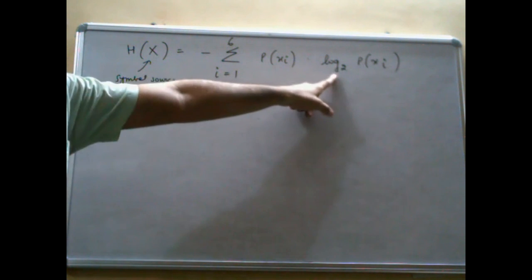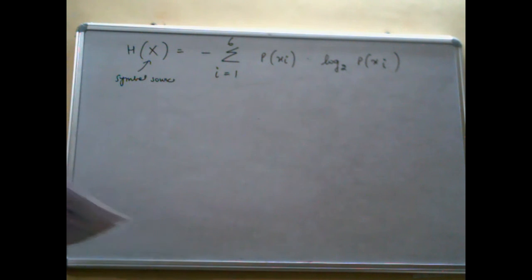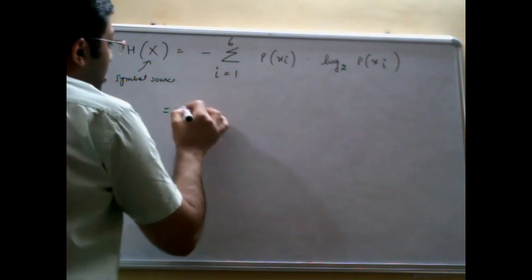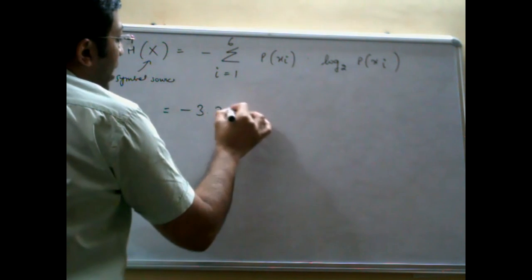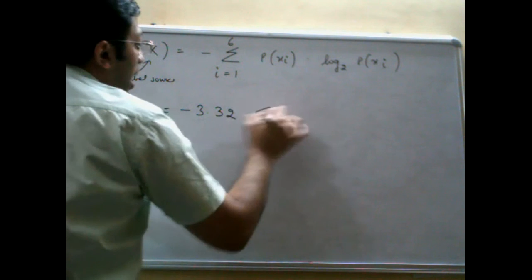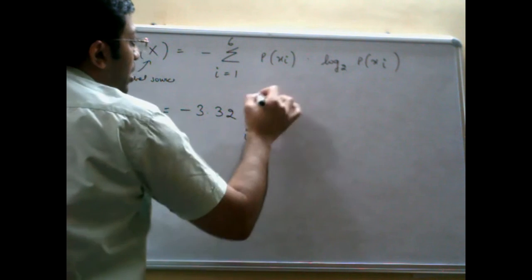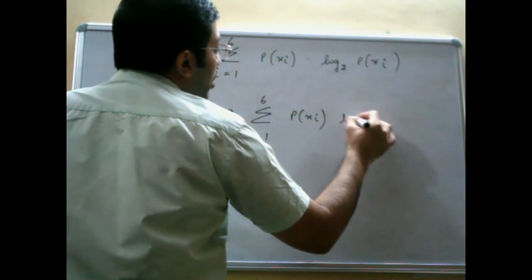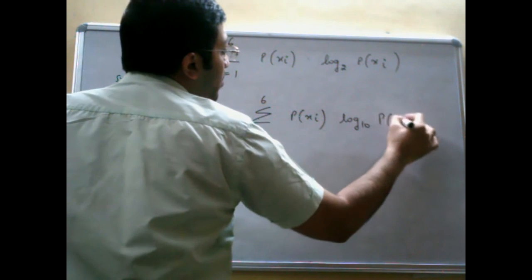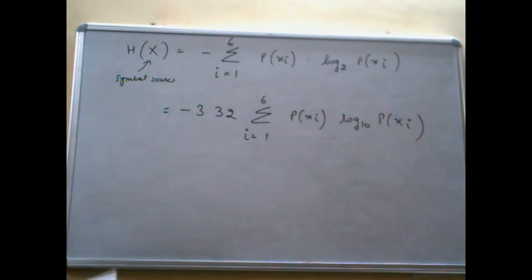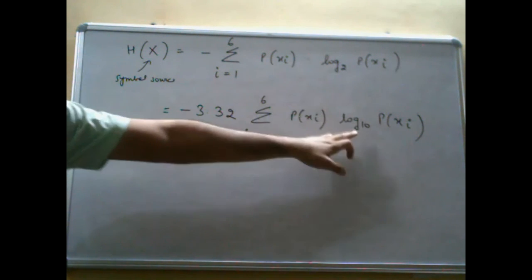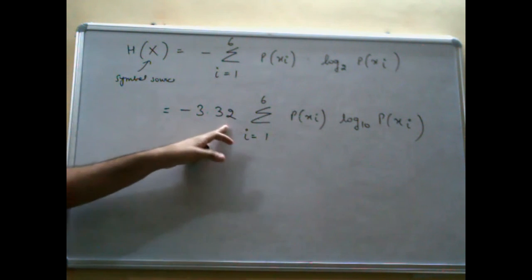But this log to the base 2 I cannot calculate. In the calculators you can only do log to the base 10. So in order to convert this, I multiply it by 3.32. I get the value as summation i equal to 1 to 6 of p of x of i into log to the base 10 of p of x of i. So this is the formula that you will use. I have converted log to the base 2 into log to the base 10, with minus 3.32.